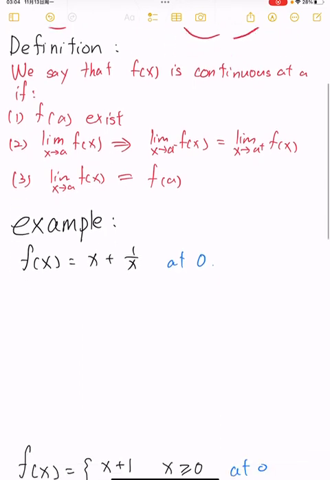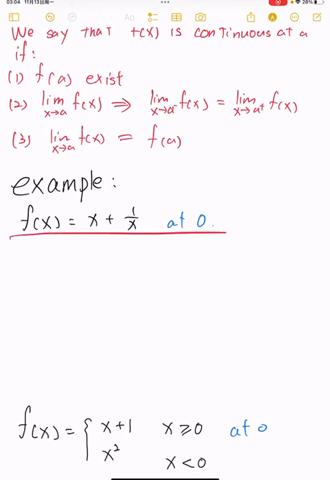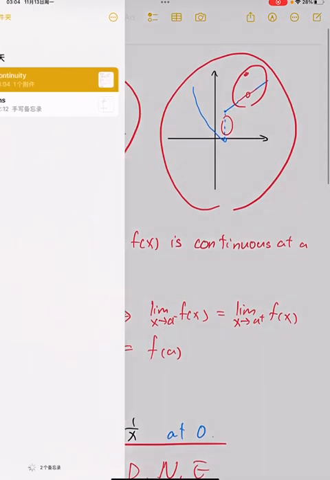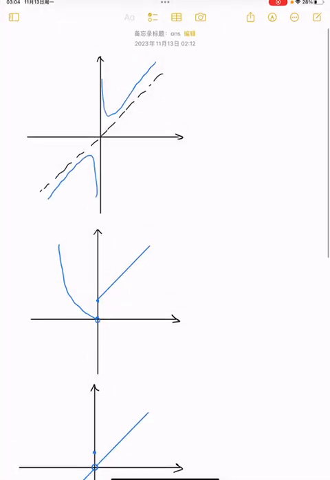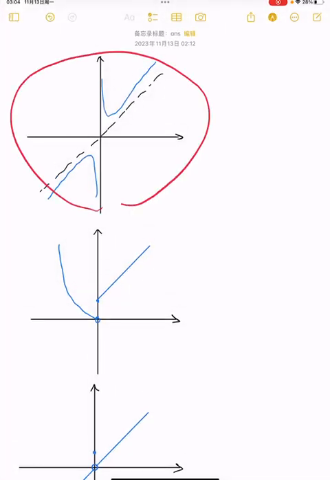Let's look at some simple examples. This function, is f of x continuous at 0? Obviously, it's not, since f of 0 does not exist. Let's look at the graph for this function. We can see the graph is like this. Indeed, at 0 it is not defined, since f of x will never reach the y-axis.